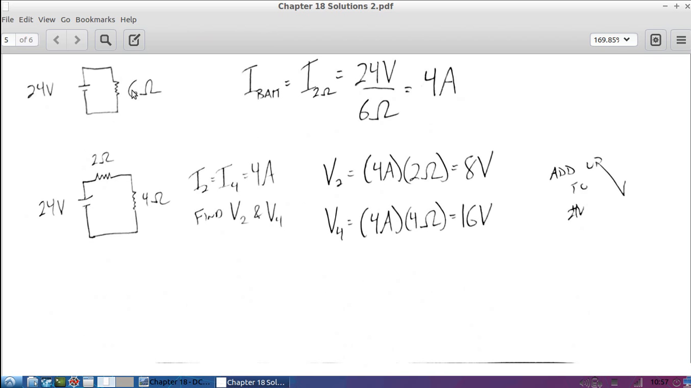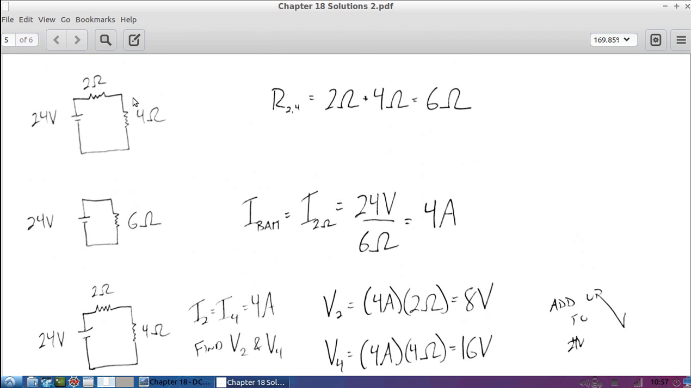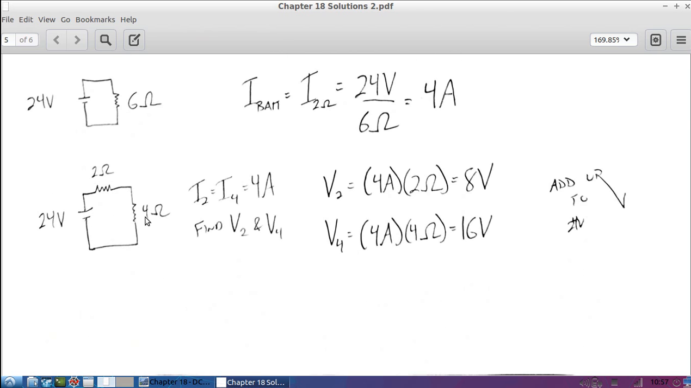Expand it one step. Take that 6 ohm resistor, split it back into the 2 and the 4. Find the voltage drops. I've got 2 resistors in series. I know the current going through them is 4 amps, same current as the battery. I'm looking for the voltage drops across the 2 ohm and the 4 ohm resistor.